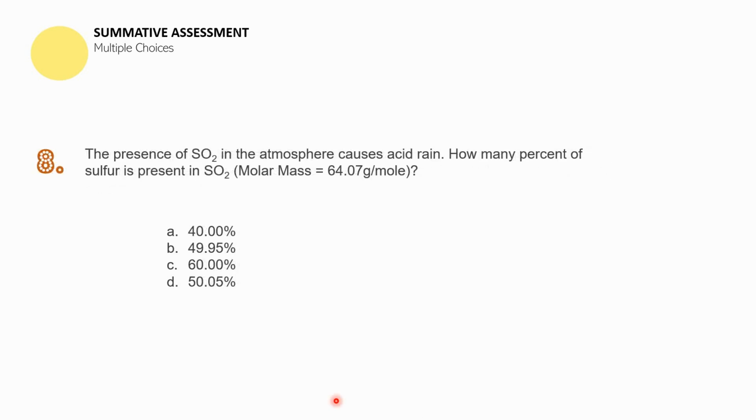Question number 8. The presence of SO2 in the atmosphere causes acid rain. How many percent of sulfur is present in SO2 with a molar mass of 64.07 grams per mole? A. 40%, B. 49.95%, C. 60%, or D. 50.05%.